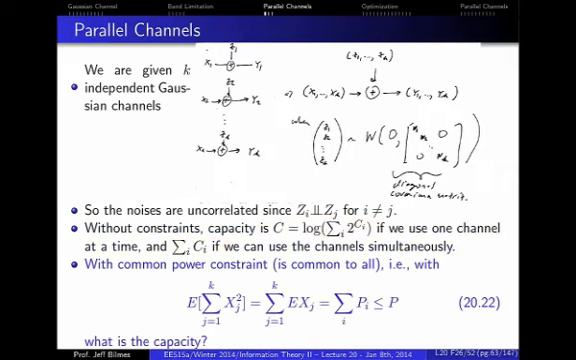What is less trivial, but only because we haven't done it yet, is what to do if there's a common power constraint amongst the channels. So what do we mean by that? Well, we may be flexible as to which channel we use which power on, but we have a common power constraint, meaning that the sums of the signal powers of each of the uses can't exceed P.